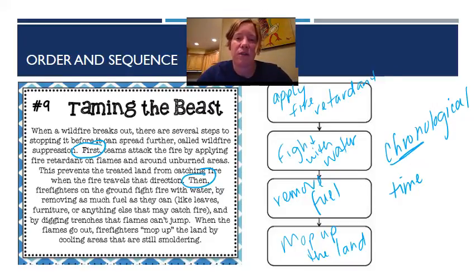You might also see passages that give you directions. For instance, if you saw a passage about making a peanut butter and jelly sandwich, it might say, get out the bread. Then you're going to need the peanut butter and jelly and a knife. Spread the peanut butter on bread. Anytime you see a passage that gives you the directions to do something, that's also in order and sequence.